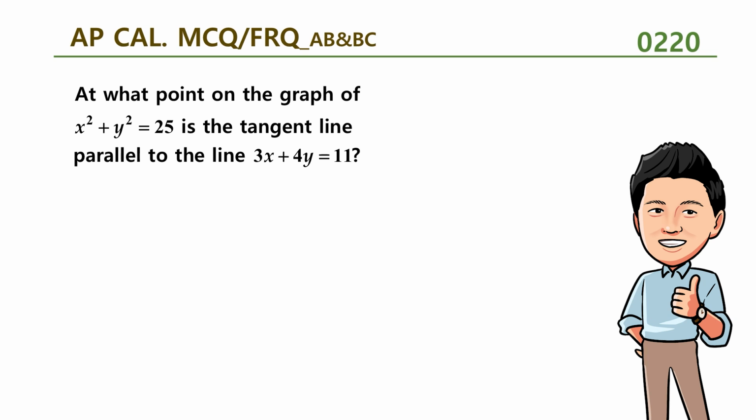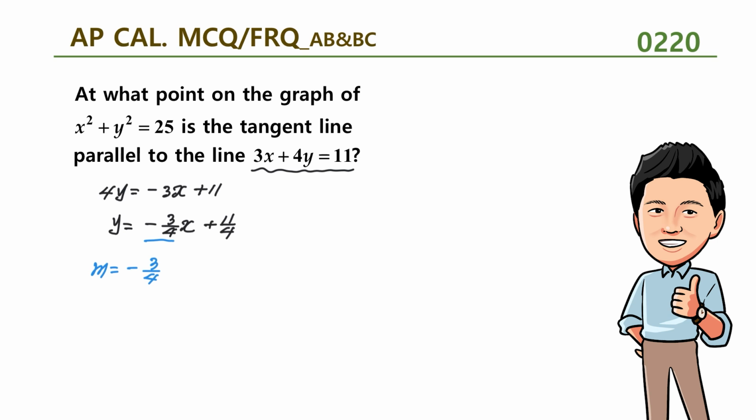Question 220. At what point on the graph of this equation, which is actually the equation of a circle, is the tangent line parallel to this line? Okay, so the slope of this line: 4y is equal to negative 3x plus 11. So y is equal to negative 3 over 4 x plus 11 over 4, right? So the slope is negative 3 over 4. So we have to find the point where the tangent line is parallel to this line. So the slope of the tangent line has to be equal to negative 3 over 4, right?